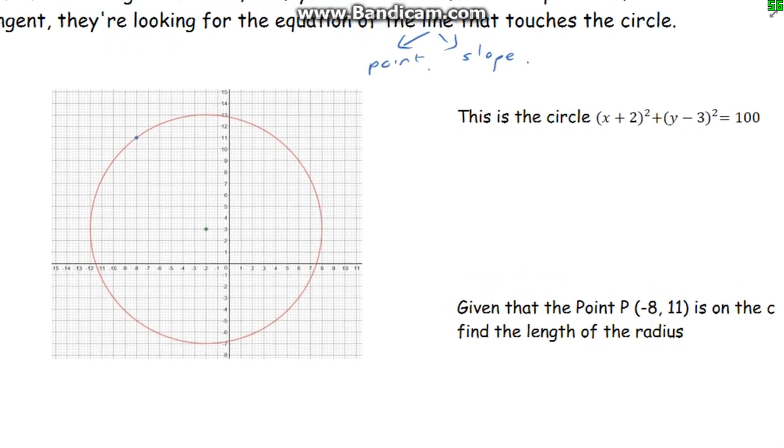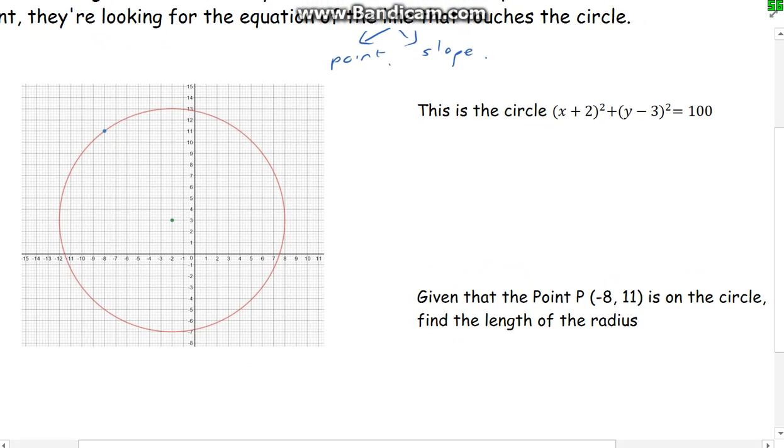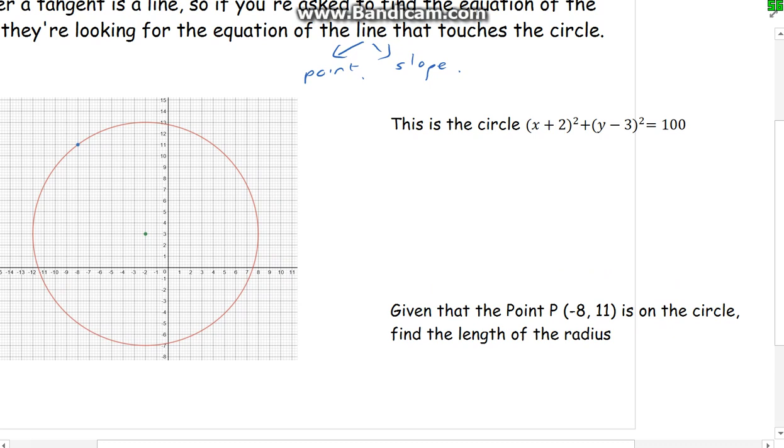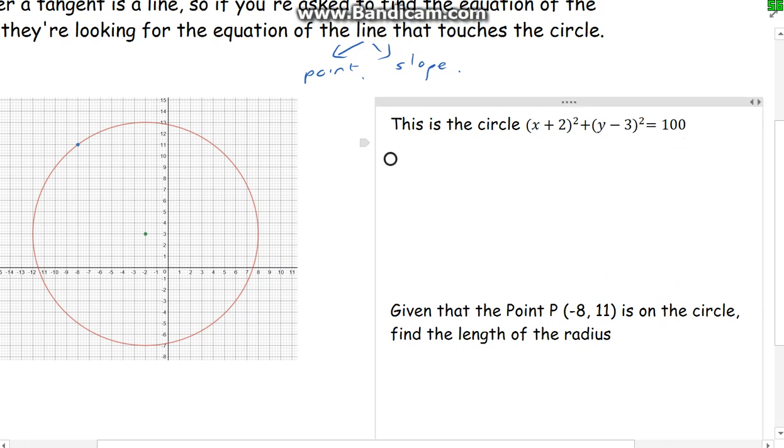So this is the circle, (x + 2)² + (y - 3)² = 100. So they've drawn the circle for us. If we had to draw the circle ourselves, we'd have to figure out what is the centre of this circle. So say they didn't even have the graph there and they just gave us that equation. What's the centre of this circle?